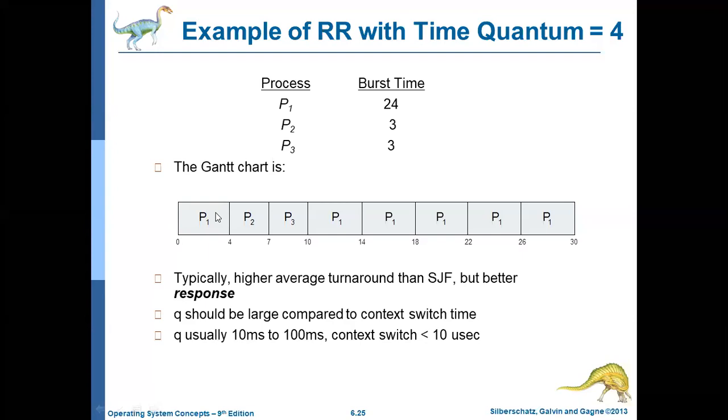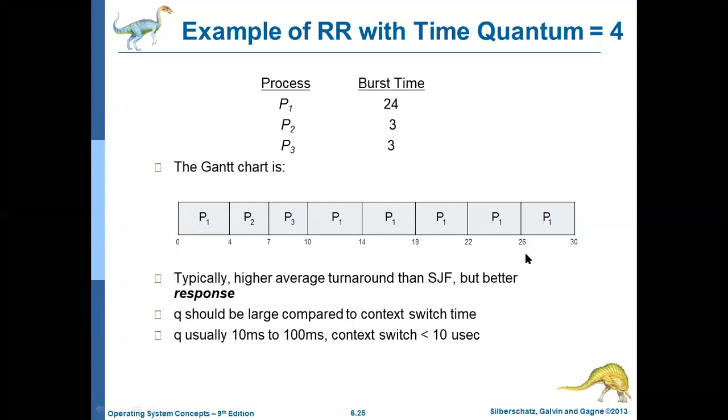P2 also completed. Now we have only 20 units of time for P1. Only P1 gets executed because P1 will be added to the ready queue in the circular fashion. That's why in case of round robin implementation, you have to use circular queue. After P3 execution, P1 will be entered to the ready queue. 10 plus 4 milliseconds, 14. Again, only one process available. 14 plus 4, 18. 18 plus 4, 22. 22 plus 4, 26. Plus 4, 30.